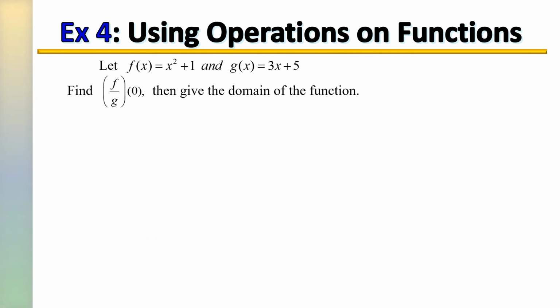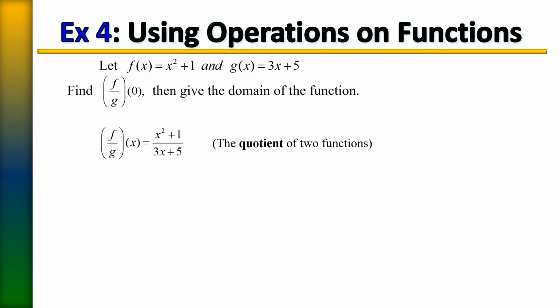In this example, we're asked to find f over g of 0 and then to give the domain of the function. So anytime you have a function over the other, that is a form of division. So let's go ahead. We're going to set up our problem here. We're going to put the f of x function on top, and on the bottom we're going to have the g of x function. Now actually that is pretty much all that you have to do in terms of placing the functions there.